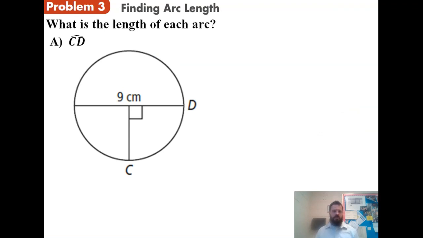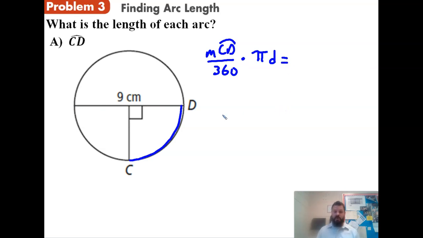All right, so in problem 3, let's look at finding arc length. 3 says, what's the length of each arc? Part A, we're looking at arc CD, which is that chunk of the circle. Okay, the formula we just gave you said that that was equal to the measure of arc CD divided by 360, times the circumference. For circumference, remember, we can use 2 pi r or pi times d. Here it looks like this 9 is the diameter, so we'll just say pi times d.